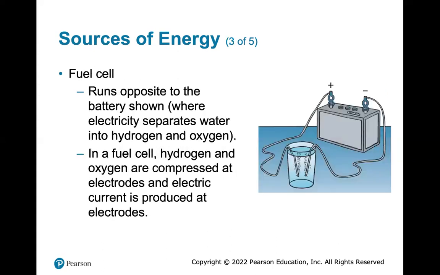Okay, fuel cells. The fuel cell runs opposite to the battery shown, whereas electricity separates water into hydrogen and oxygen. In a fuel cell, the hydrogen and oxygen are compressed at electrodes, and electric current is produced at the electrodes.